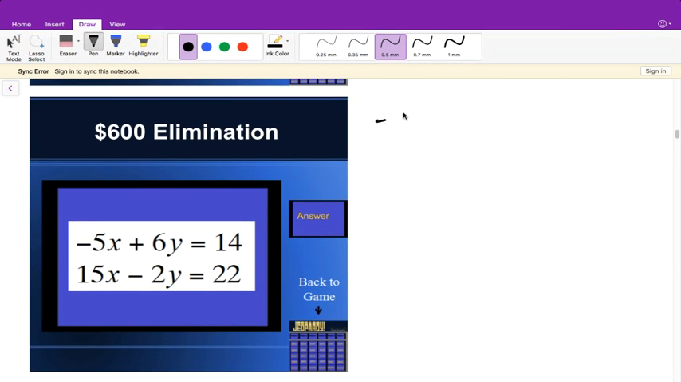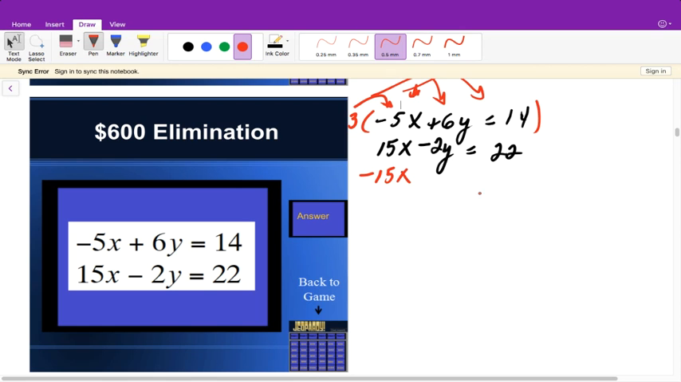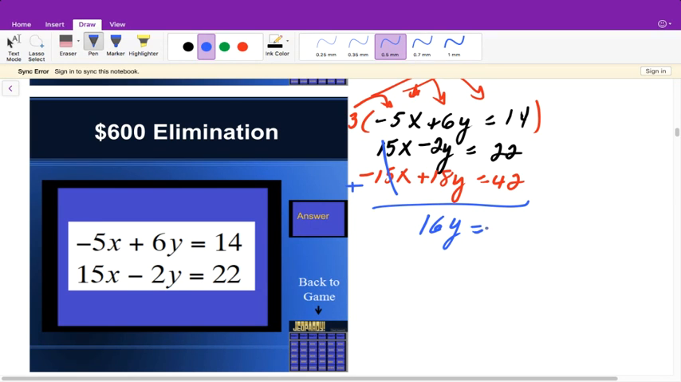So we have negative 5x plus 6y is equal to 14, and we have 15x minus 2y is equal to 22. All right, so now decide what variable you want to eliminate. I'm going to eliminate my x's because I see all I need to do is multiply this by 3, and I will have the same coefficient but different signs. So I get negative 15x plus 18y is equal to 42. I then will add down. Well, 15 minus 15 is 0. Negative 2y plus 18y is 16y. 22 plus 42 is 64. I divide by 16. That means y is equal to 4.